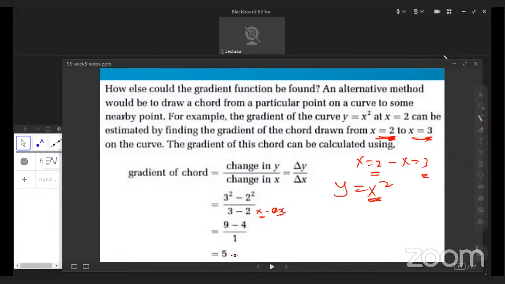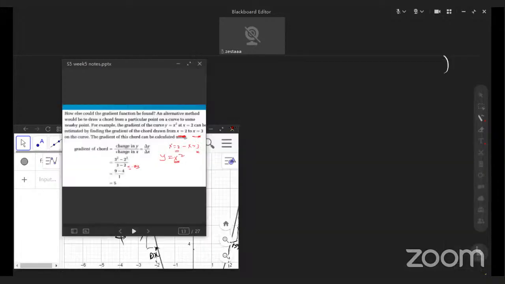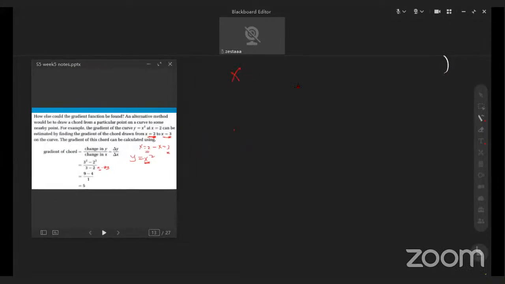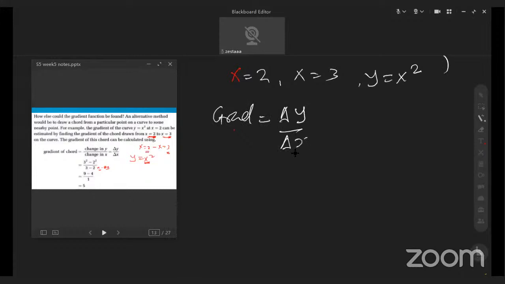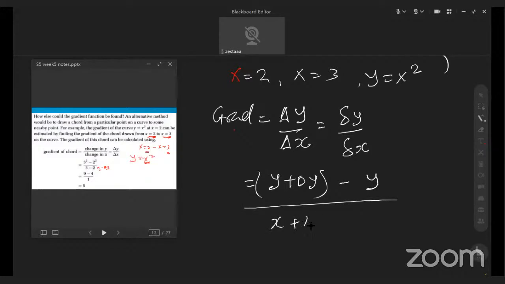So when you get two points on the chord, let me try to work it out here. If you're moving from point x equals two to x equals three, and your y is x squared, your gradient will be the change in y out of the change in x. Please, this is not d, this is change. We can also write smaller change in y over the smaller change in x. This is a general change. So the change in y here is y plus the change in y, minus the y, over the x plus the change in x, minus the x. I want us to do the right substitution here.